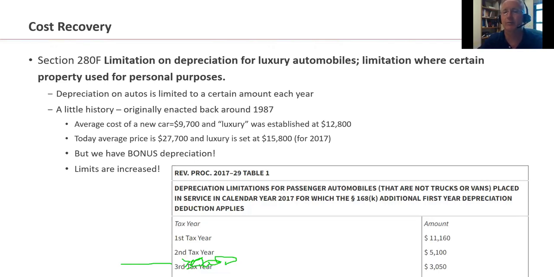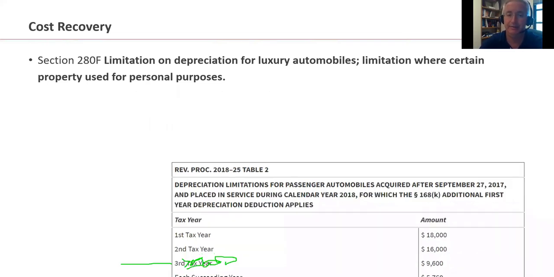So what this did is it restricted your ability to recover the cost of a, I got air quotes around this, luxury auto. Okay, if you did not elect bonus, the first year was only $3,160. So I'm not sure why they put that bonus kicker in, but they did. And so the reality is your limit was only $3,160 if you elected out of bonus depreciation in 2017.